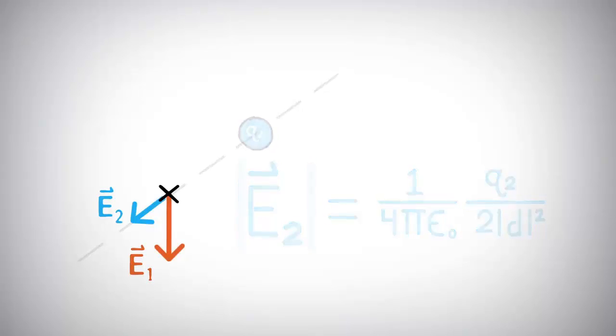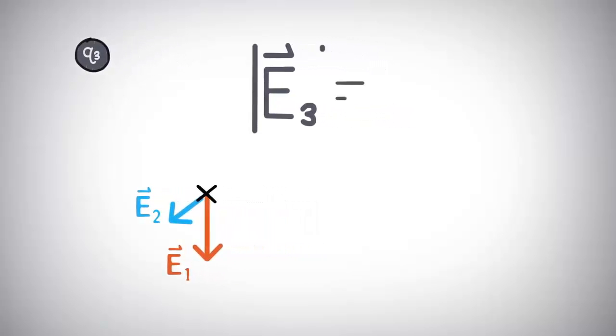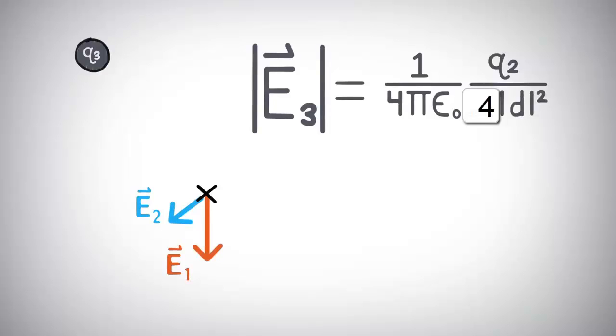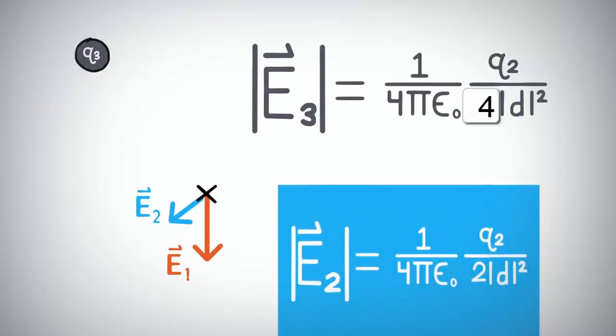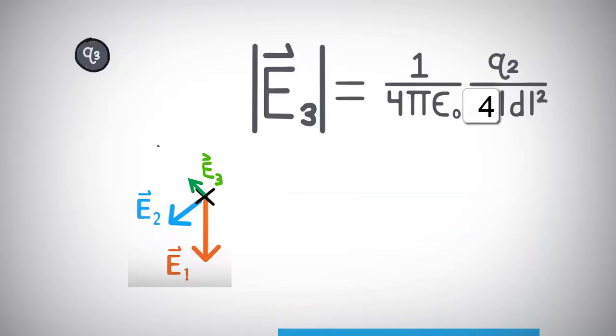Let's repeat this process one final time with Q3 and with a corresponding vector E3 at observation location x. Once again, we can represent the magnitude of E3 symbolically. And we see that the vector E3 has 1/2 the magnitude of the vector E2. So we will represent the vector E3 with an arrow that has 1/2 the length of the arrow we use to represent the vector E2. The direction of E3 is represented by the direction of this arrow, which points toward Q3, as it should since Q3 is negative, along the line joining the observation point x with the location of Q3.